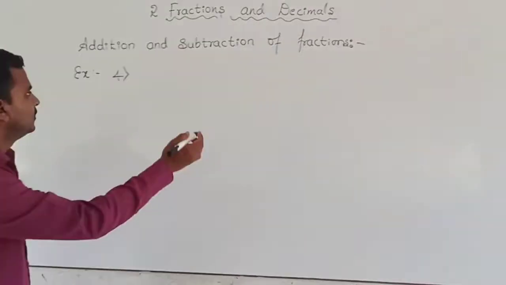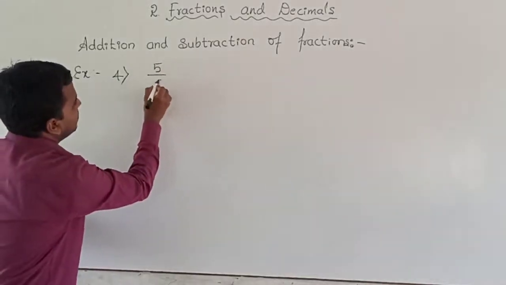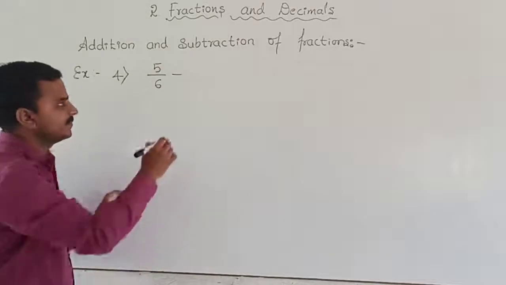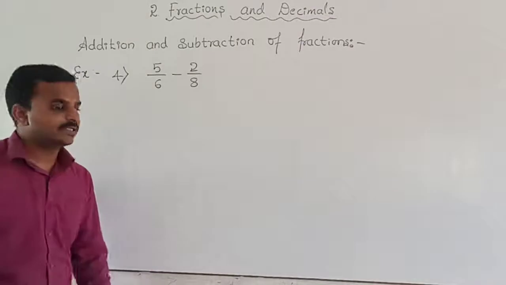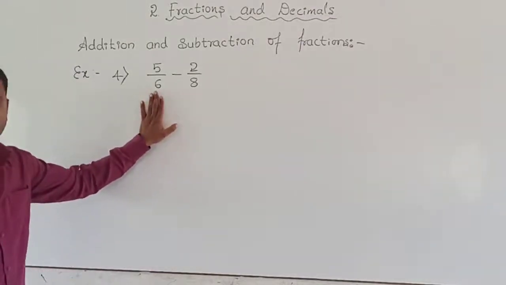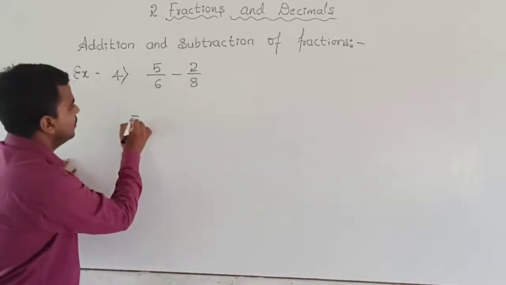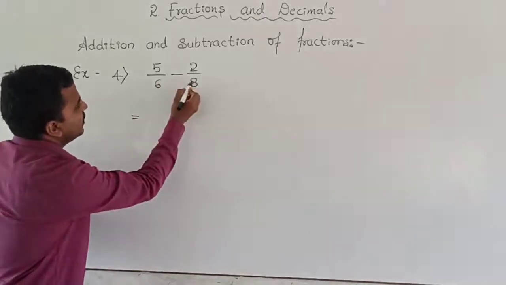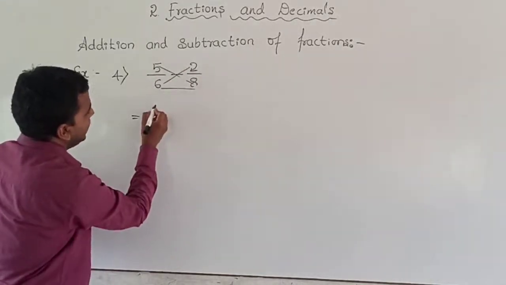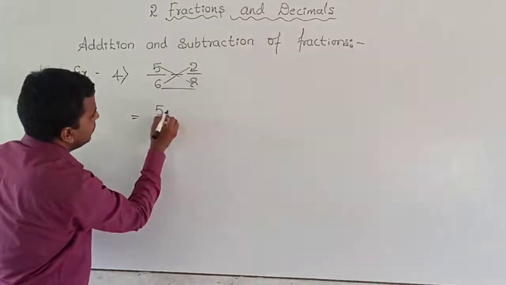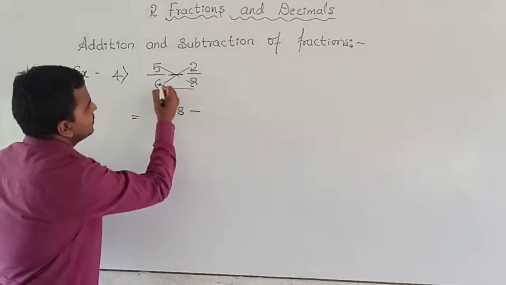Next, some more examples. Fourth example: 5 by 6 minus 2 by 8. You can also solve this one using cross multiplication or the LCM method. Now I will follow cross multiplication from these two and these two. First 5 into 8. What is the operation here? Minus. Next, 6 into 2.